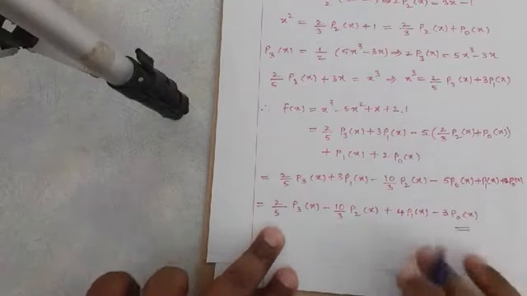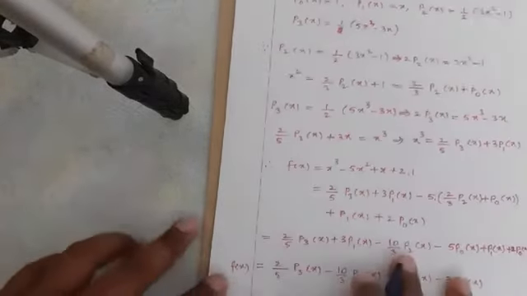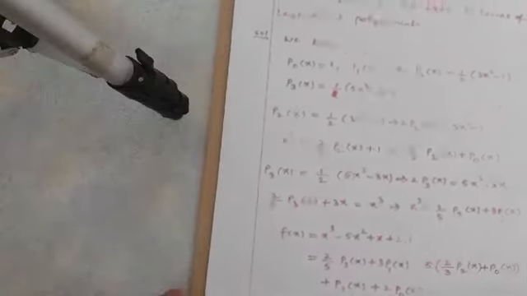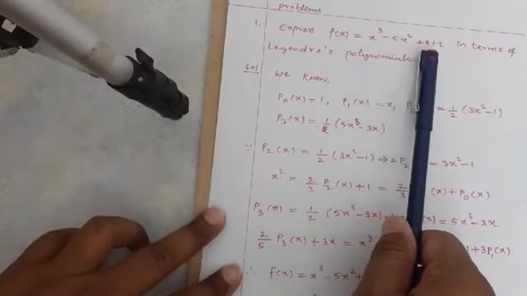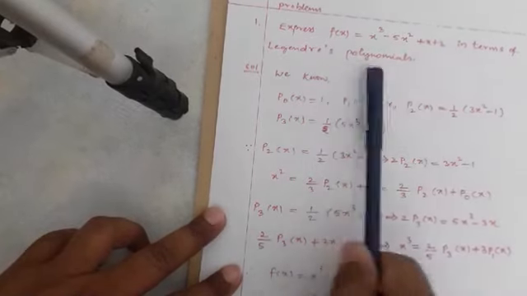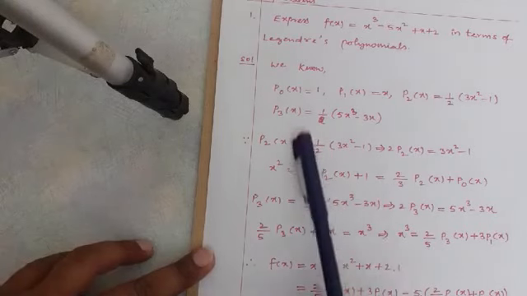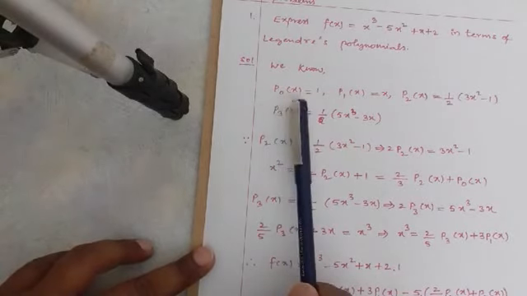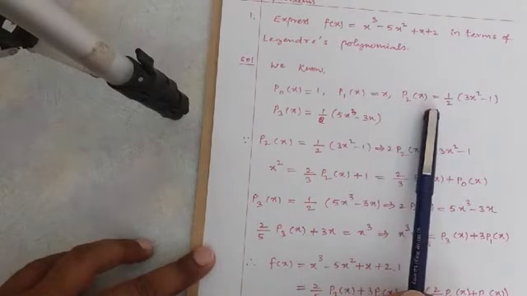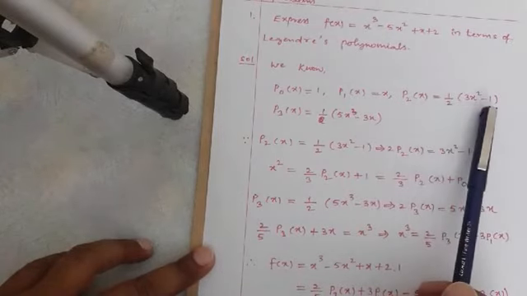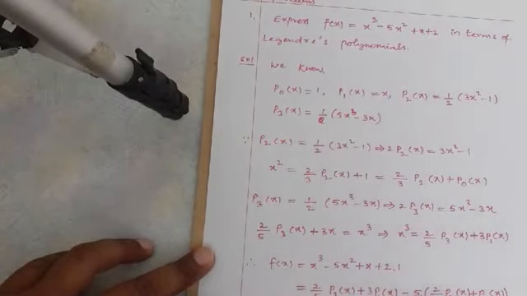for the given problem. So here we write f of x is equal to, so once again we will go through this problem first. So here it is given f of x is equal to x cube minus 5x square plus x plus 2 in terms of Legendre polynomial. So you know that Legendre polynomials we have just derived, that is nothing but p0 of x is equal to 1, p1 of x is equal to x, p2 of x is equal to 1 upon 2 into 3x square minus 1, p3 of x is nothing but 1 upon 2 into 5x cube minus 3x.